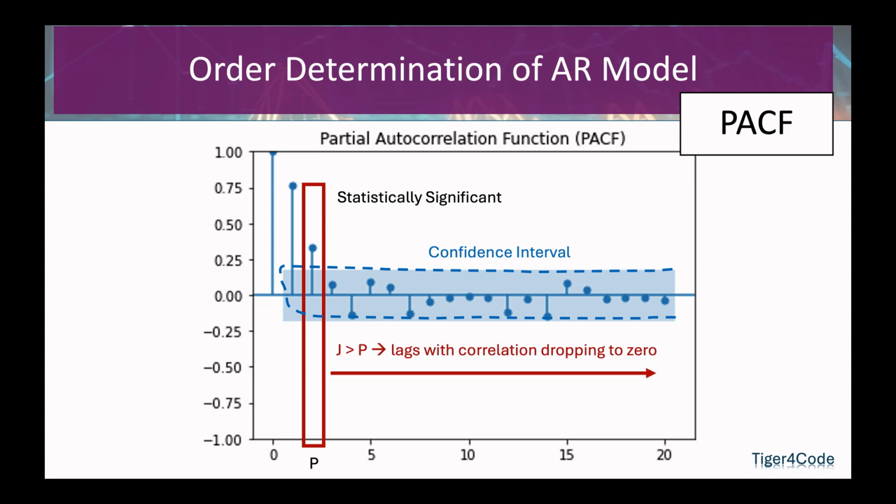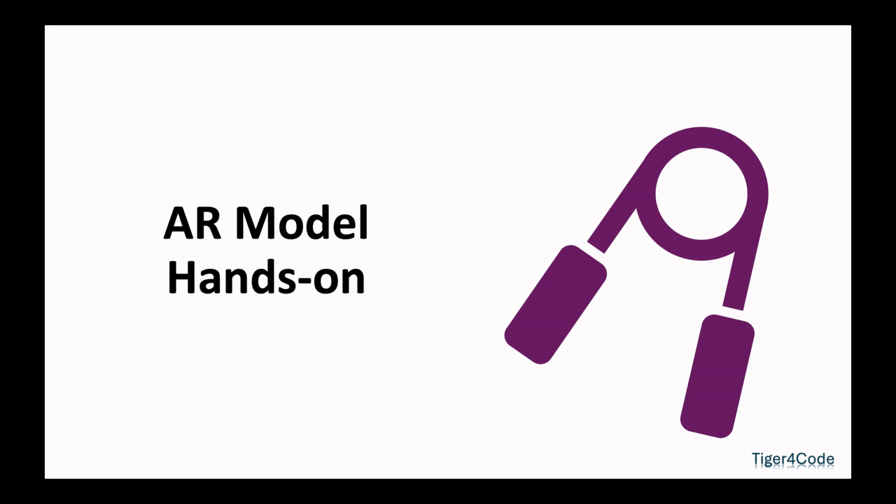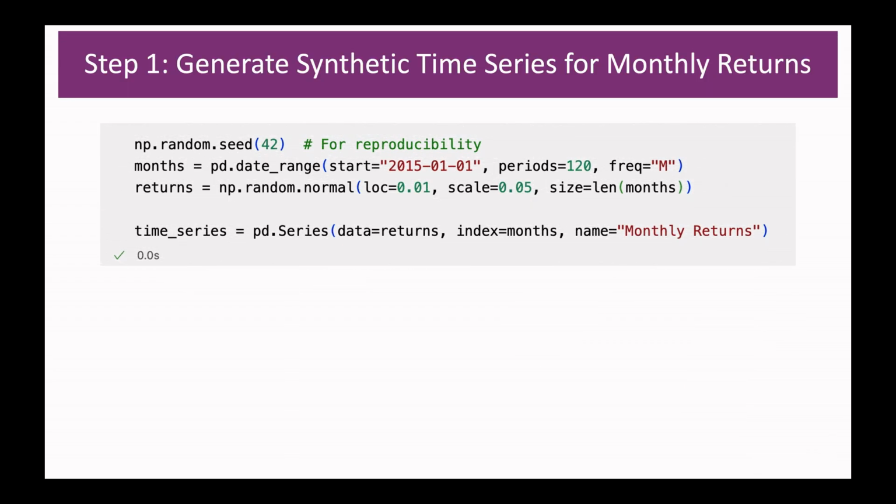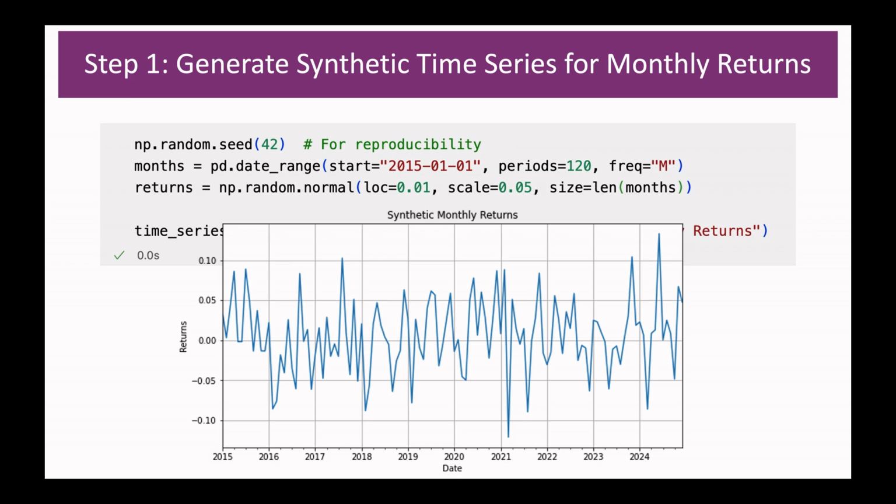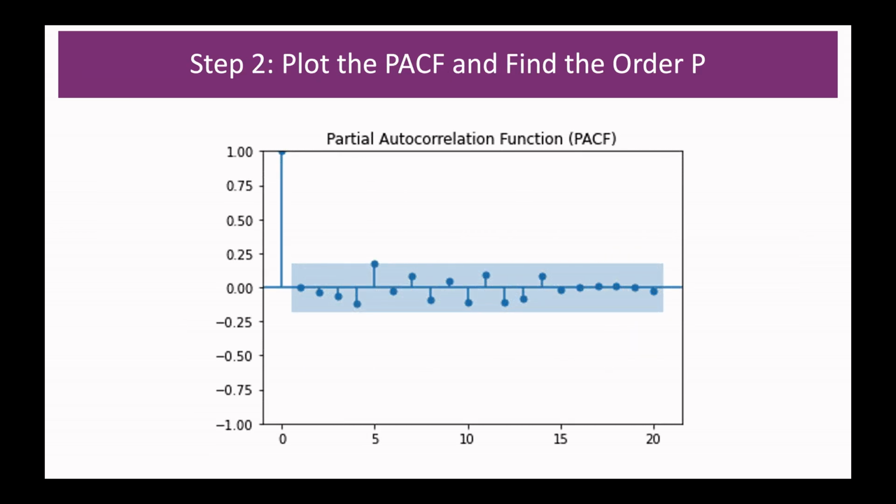Let us see the AR model in action. By the way, you can find the full code of this example in the notebook linked in this video description. First, I generated a synthetic time series representing the monthly simple return of an asset. Then, I visualized the partial autocorrelation function to determine the best value for P.